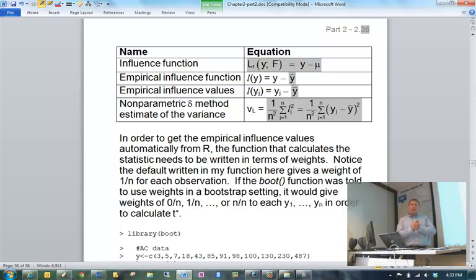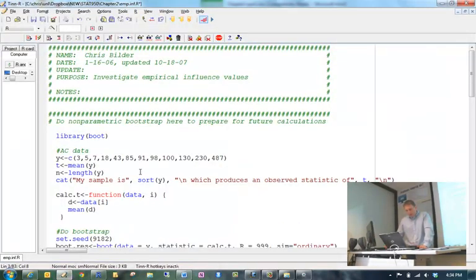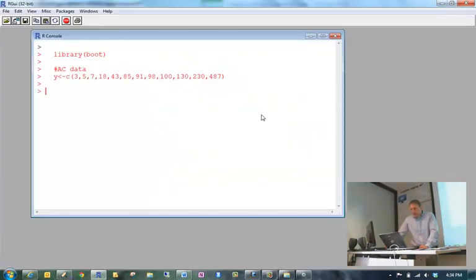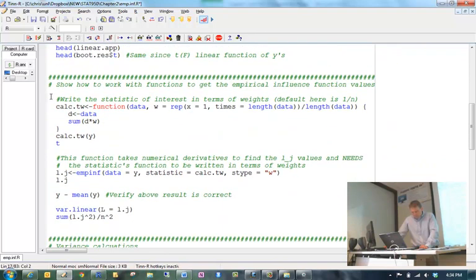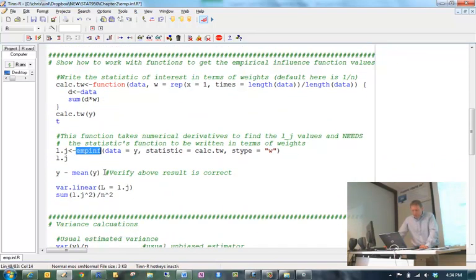Let's look at a way that R can automatically calculate the empirical influence values for us. This will save us some time. This is in the program emp.inf.r. Remember, we just have 12 data values with the air conditioning data. The function that we're going to use is the empinf function, which will automatically calculate the empirical influence values for us.